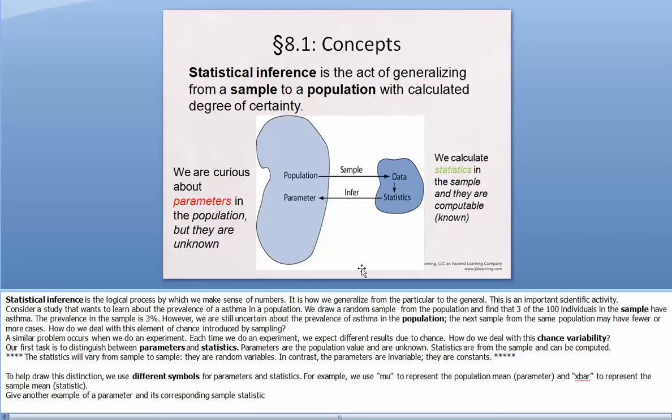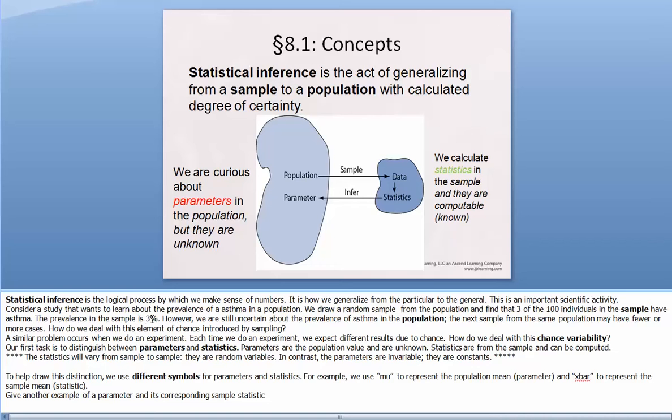Okay, all right, so let's go back here to the notes. Now consider a study that wants to learn about the prevalence of asthma in a population. We will draw a random sample from the population and find that 3 out of the 100 individuals in the sample have asthma. So the prevalence in the sample is 3%, right? Prevalence we studied before: the number affected out of all. So 3 out of 100 will be 3%. However, we are still uncertain about the prevalence of asthma in the population. Do you guys agree? Yes.